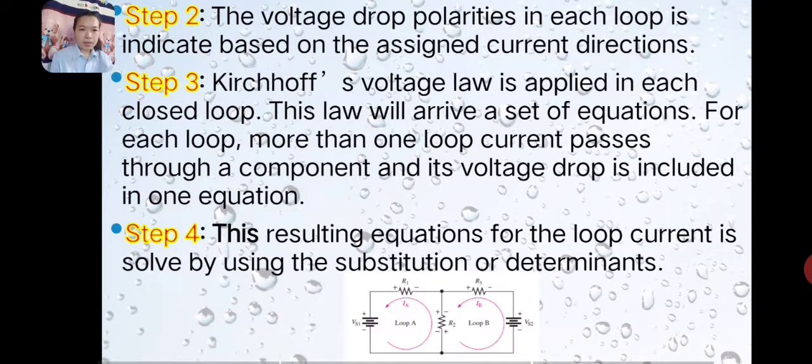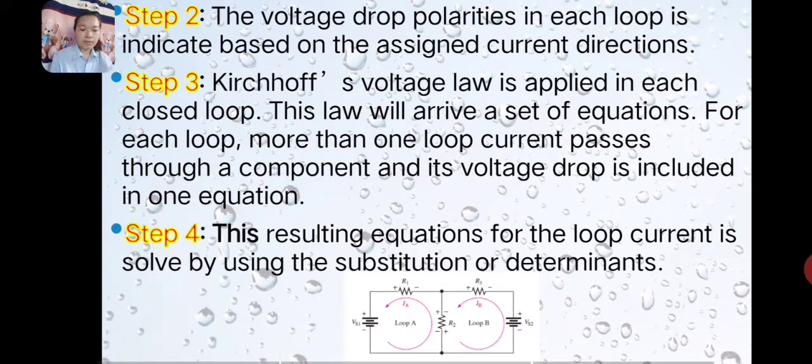For the third step, Kirchhoff's voltage law is applied in each loop, and this law will arrive at a set of equations. For each loop, if more than one loop current passes through a component, each voltage drop is included in one equation. For example, the equation for loop A in the diagram below is R1 IA plus R2 bracket IA minus IB equal to Vx1, while for loop B it is R3 IB plus R2 bracket IB minus IA equal to negative Vx2.